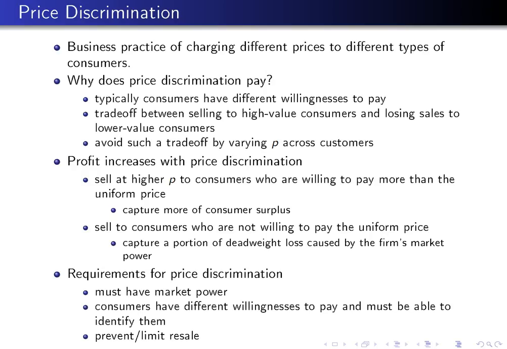In addition, they are able to sell to consumers who are not willing to pay the uniform price. These consumers are ultimately in the area of the deadweight loss. So this means that when the firm is able to sell to these lower value type customers, they are able to capture a portion, perhaps all, of the deadweight loss that is caused by that firm's market power.